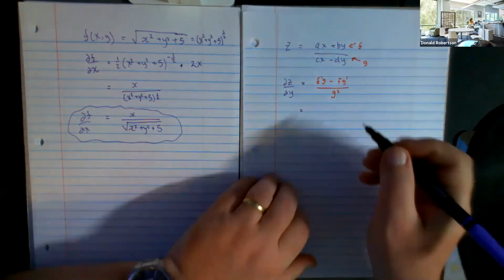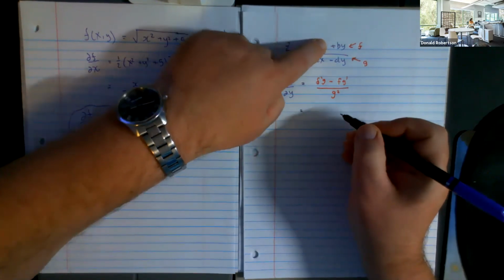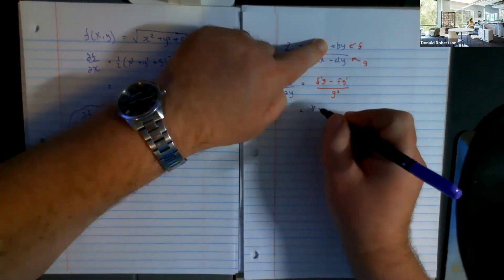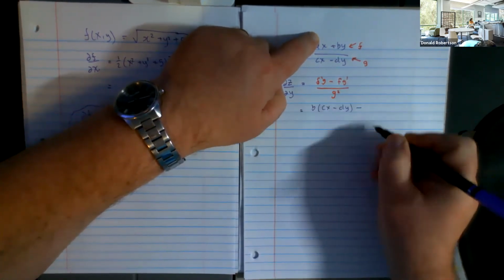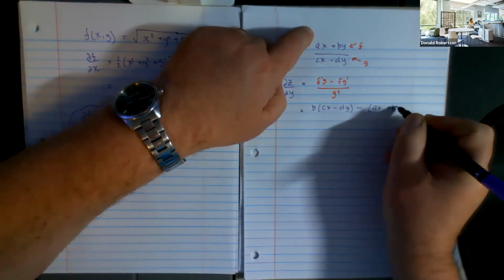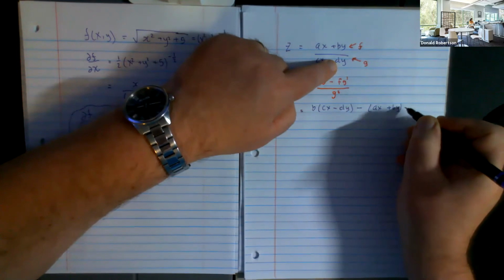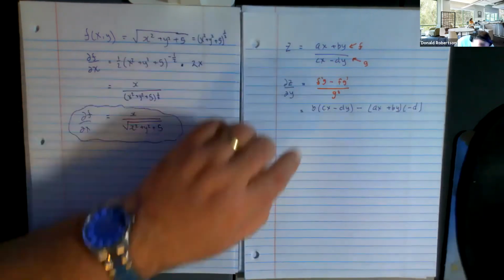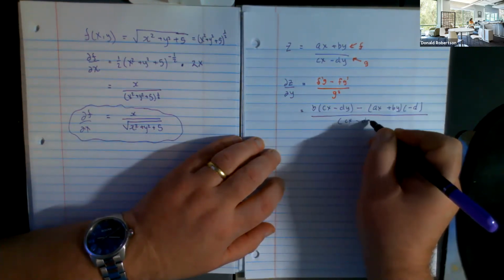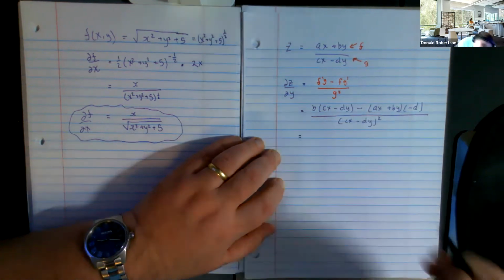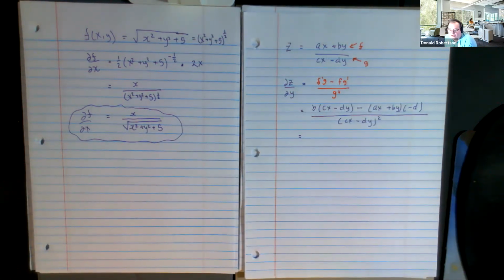So, differentiate the top with respect to y, get nothing out of that, and you get a b. Leave the second guy alone. Subtract. Leave the top alone. And differentiate the bottom with respect to y, and you get that. And the whole thing is over cx take away dy squared. Okay. Do you think I'm going to leave that guy alone, or am I going to do some style points on him? Just looking at him, what do you think?